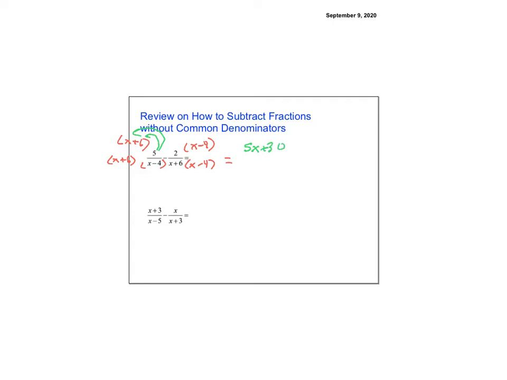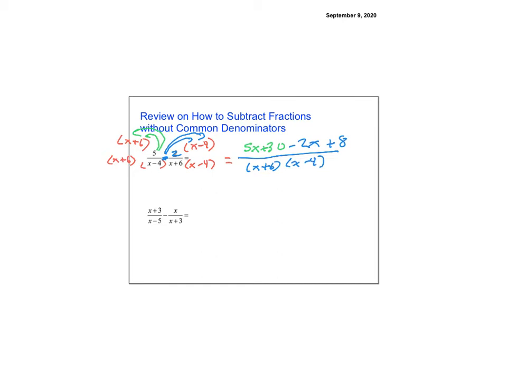And then here comes the part where it's a little tricky. There's a minus 2. There's a minus in between here. So make sure you distribute a minus sign through there. So you get a minus 2x plus 8. It's a minus 2 times x, which is a minus 2x. It's a minus 2 times a minus 4, which is a plus 8. All over the common denominator of x plus 6, x minus 4.